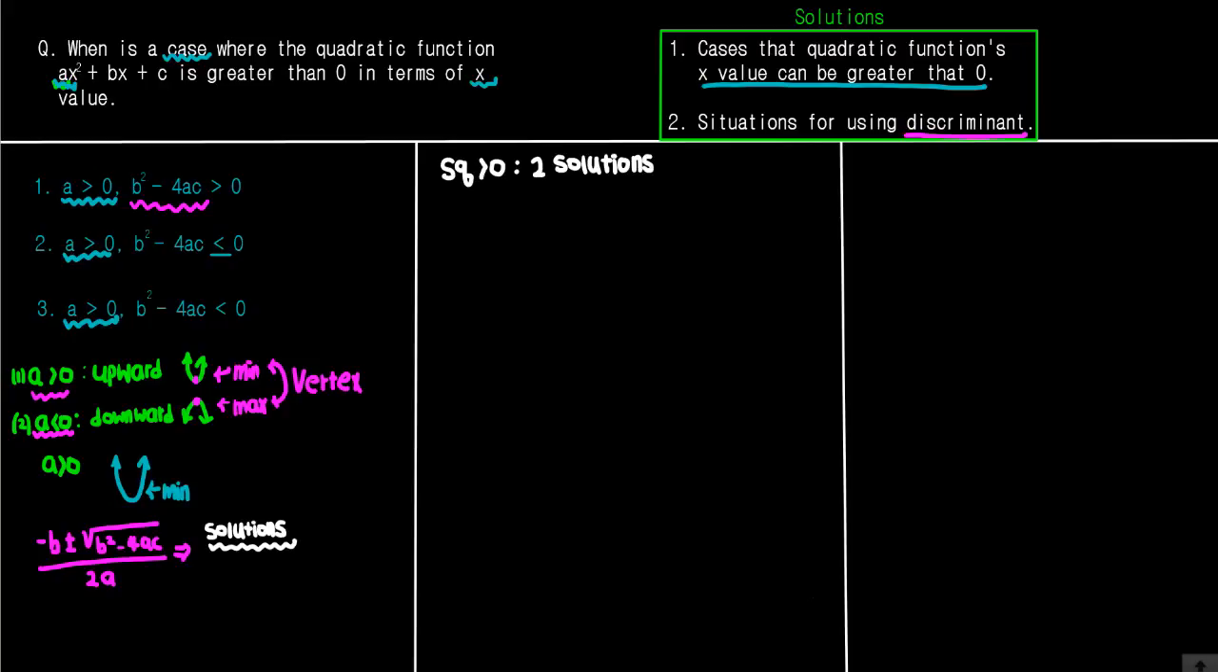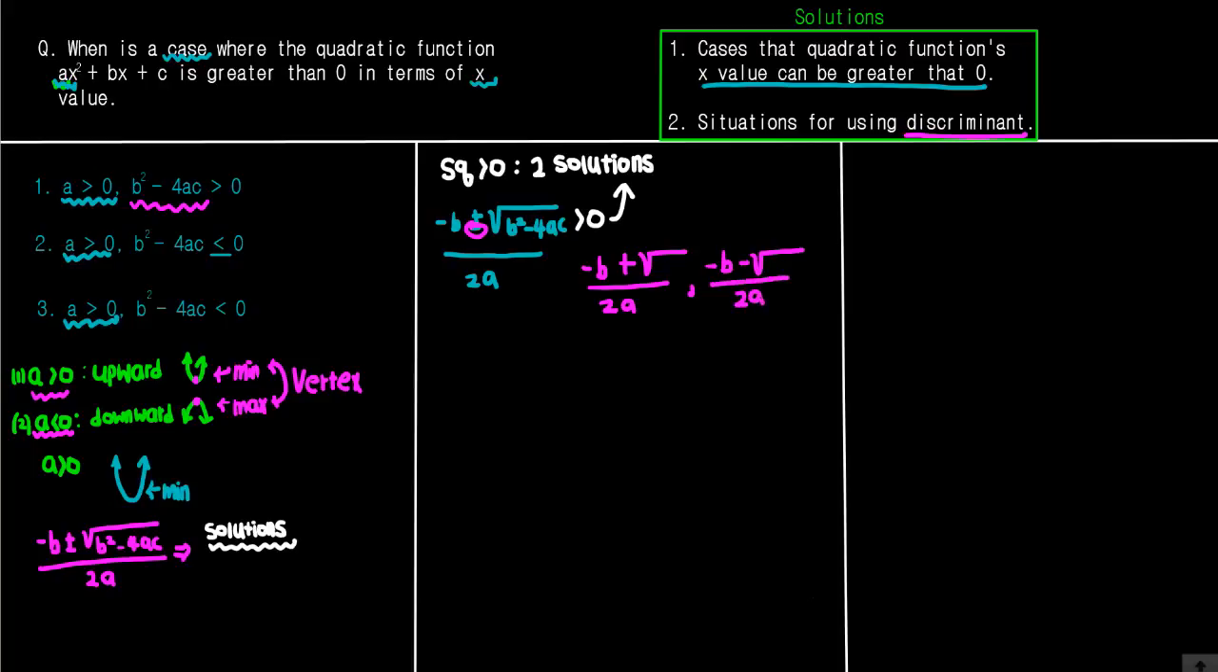The reason is that the formula is negative b plus or minus the square root of b squared minus 4ac, over 2a. When the value inside the square root is greater than 0, there are two cases: negative b plus the square root over 2a, and also the case of minus, which is negative b minus the square root over 2a. That's why there will be two solutions in total.